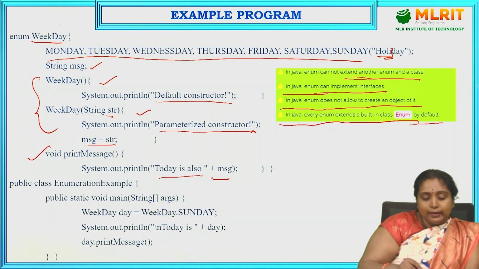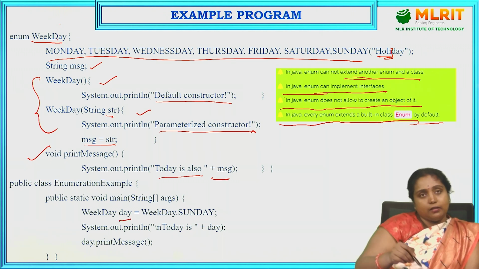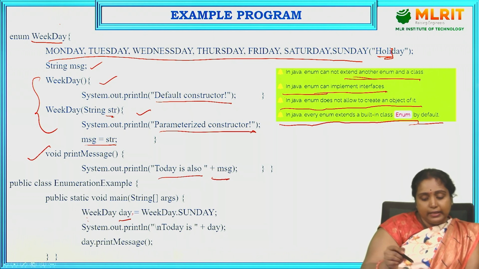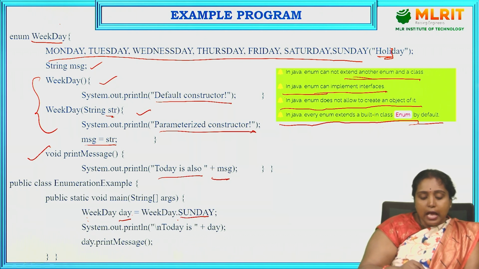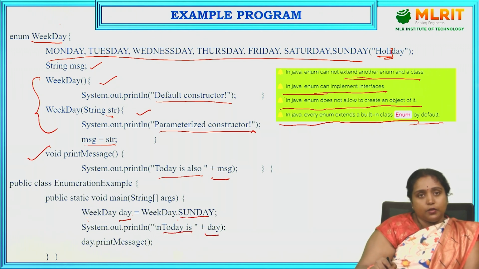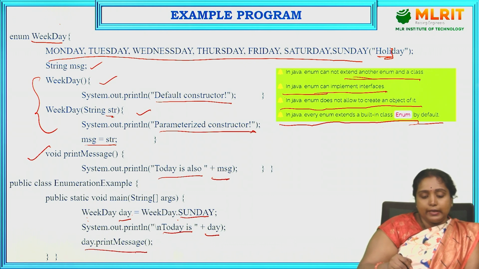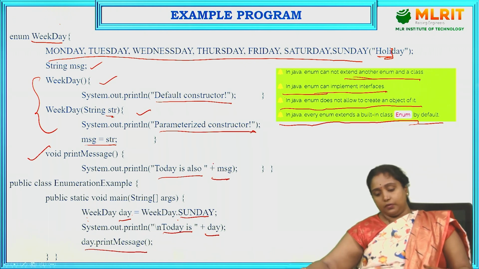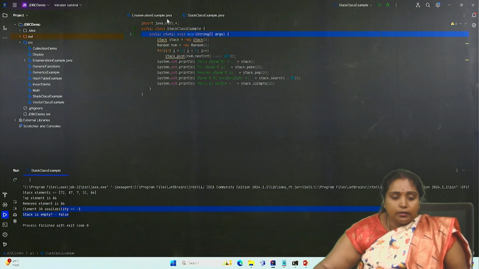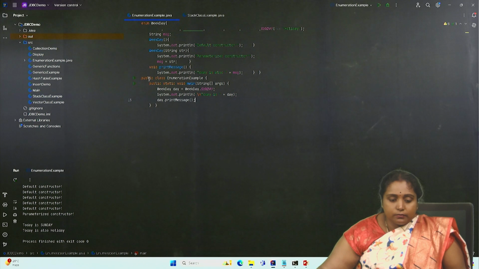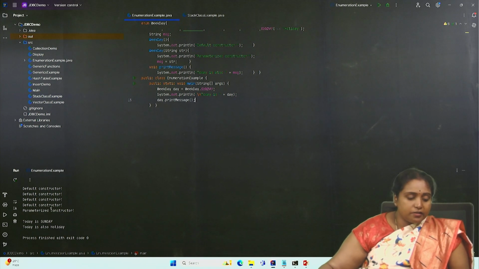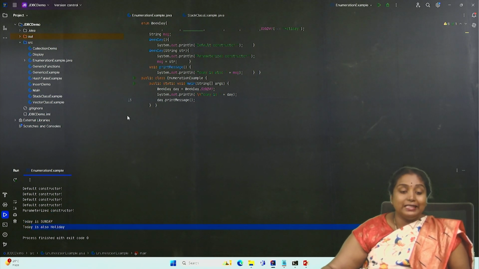So here in the example program I am creating the object for the enum. Weekday day is my object, and Weekday.Sunday. So I am taking this as Sunday, and next, today is Sunday. You will get the day, and the message you will get is today is also holiday. This is what happens. So let us execute the enum. See here, it's a default constructor, it's a parameterized constructor, and today is Sunday and today is also holiday. So this is how the enum works in Java.